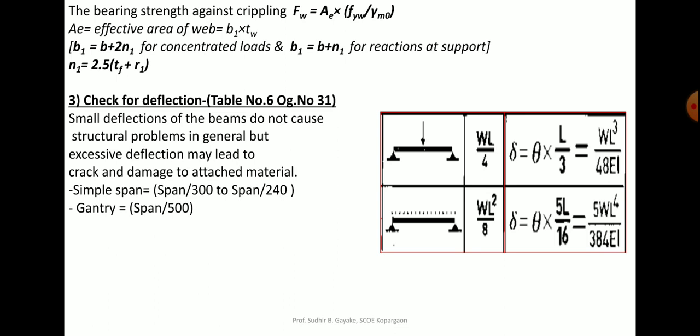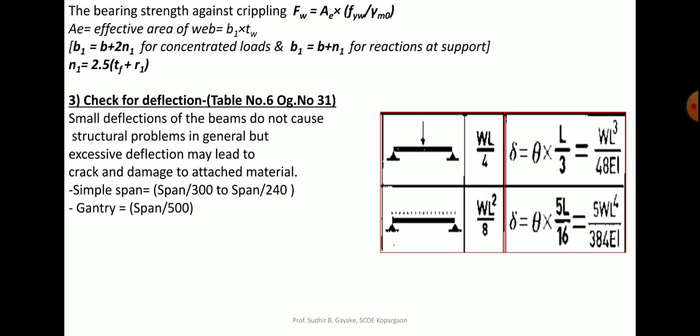Now the last check, that is check for deflection. This is as per table number 6, page number 31. There is a correction, this is not OG, it is PG, page number 31, where your deflection criteria are given. Usually beams are subjected to uniformly distributed load, or they may be subjected to point load, and according to that two standard conditions I have discussed here. For two standard conditions, maximum deflection for acting load is given, that is WL cube by 48 EI for point load, and 5 WL raised to 4 upon 384 EI for uniformly distributed load.